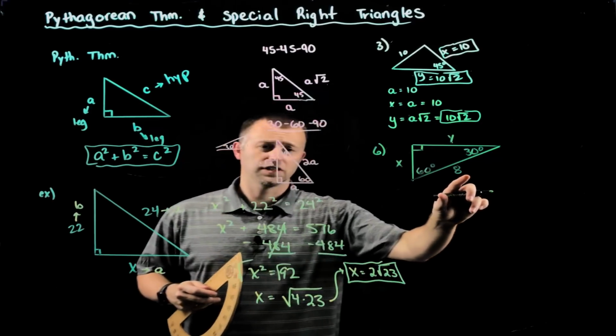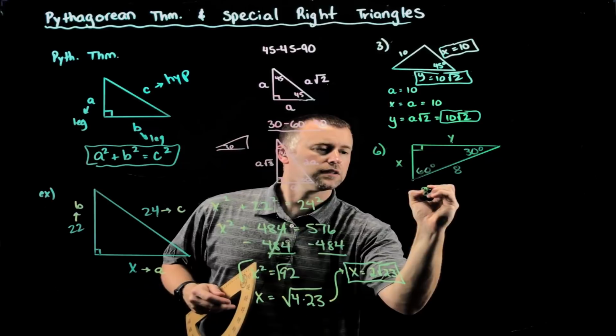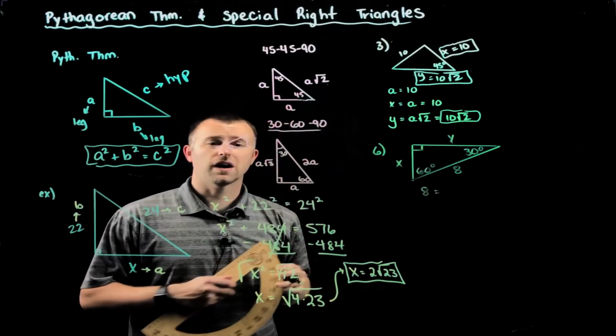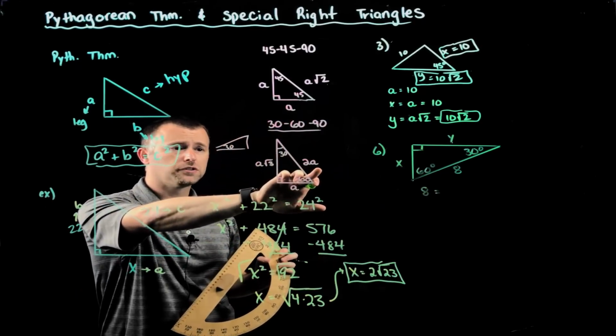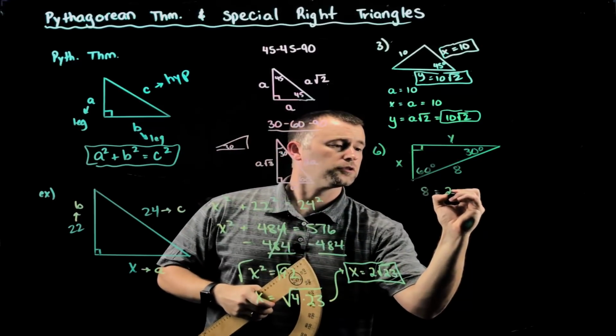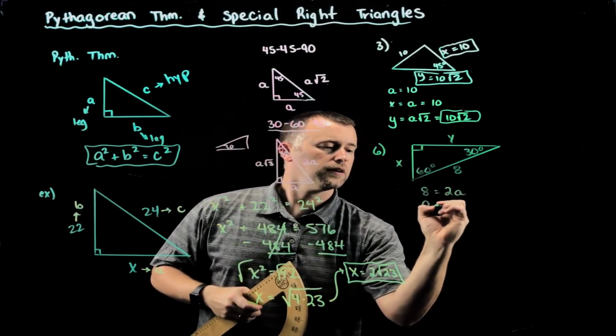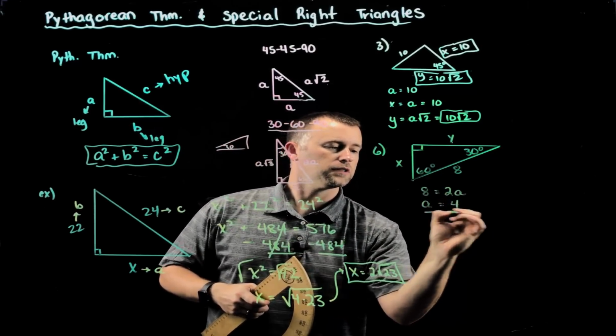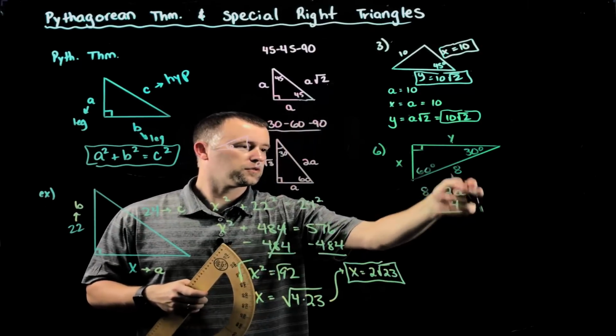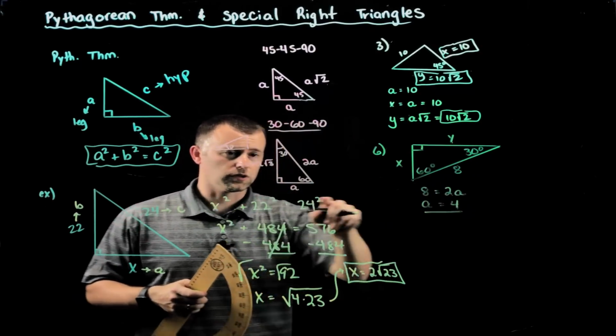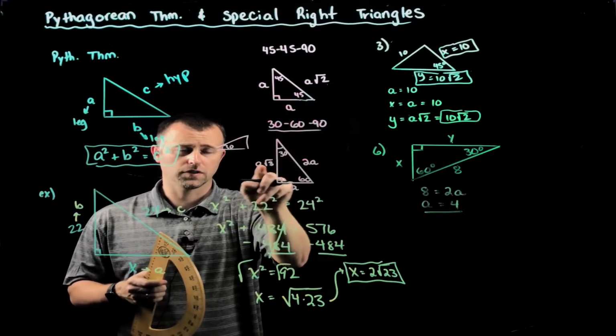Now realize what you're given. In this case I'm given 8, and 8 is my hypotenuse. The hypotenuse is equal to 2a, so 2a equals 8. Therefore a is equal to 4, because as you can see 2 times 4 is 8. This is crucial because once you have a, you can just substitute everything back in.